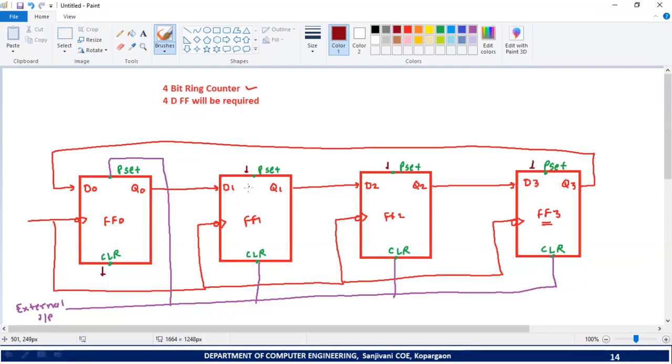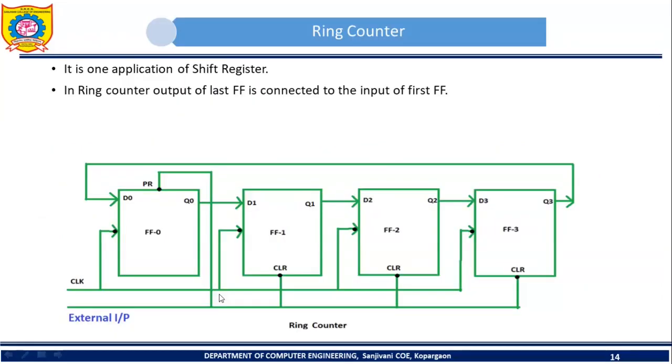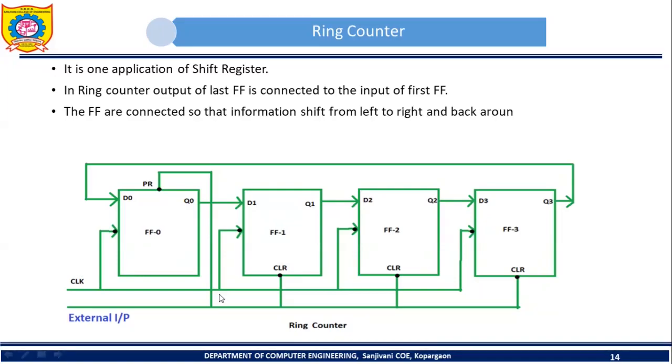I can say that this is the final logic diagram of a 4-bit ring counter. So in this way we have seen how the logic diagram of a ring counter can be prepared. Now let's proceed. In case of a ring counter, the flip-flops are connected so that information shifts from left to right and back around from Q3 to Q0.